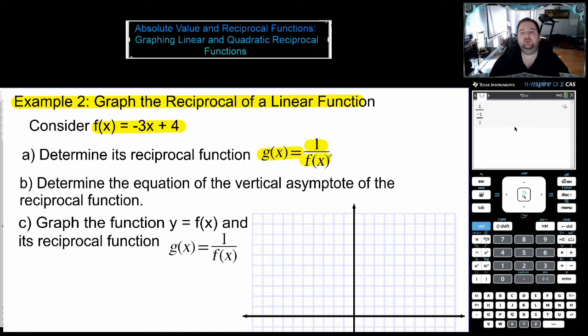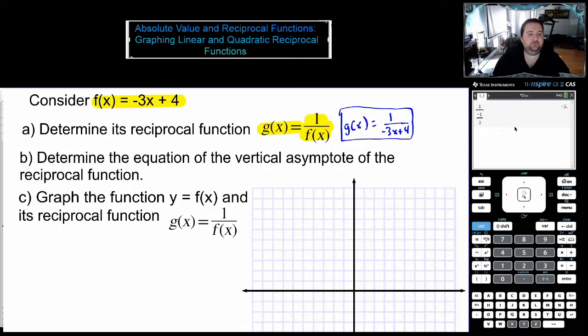So remember, a reciprocal function is written in this form, g of x equals 1 over f of x. Or in our case, our g of x is going to be equal to 1 over f of x, which is negative 3x plus 4. So here is our reciprocal function. f of x is negative 3x plus 4, so you just input that. Next, determine the equation of the vertical asymptote of the reciprocal function.